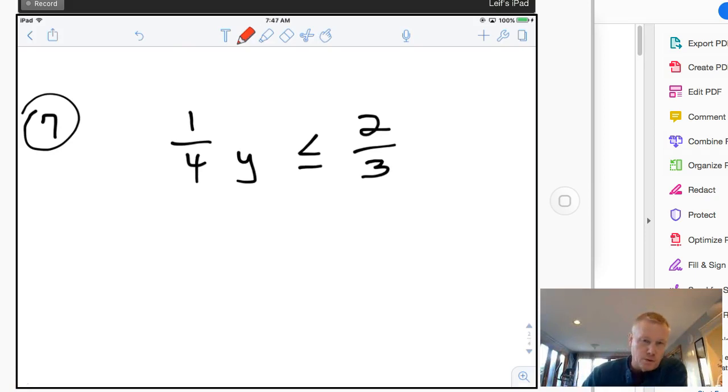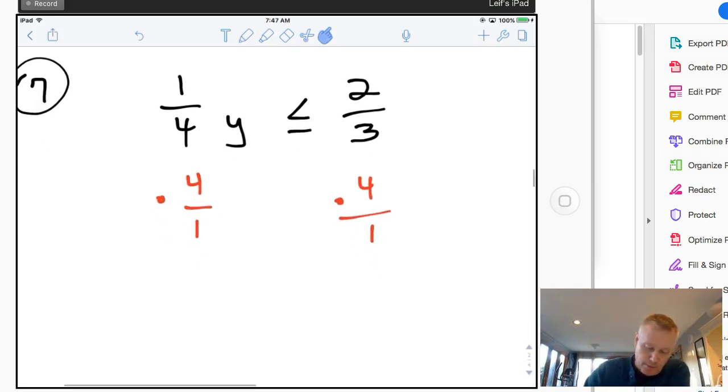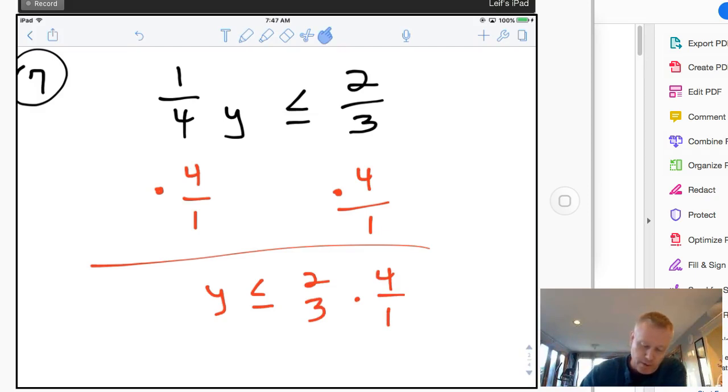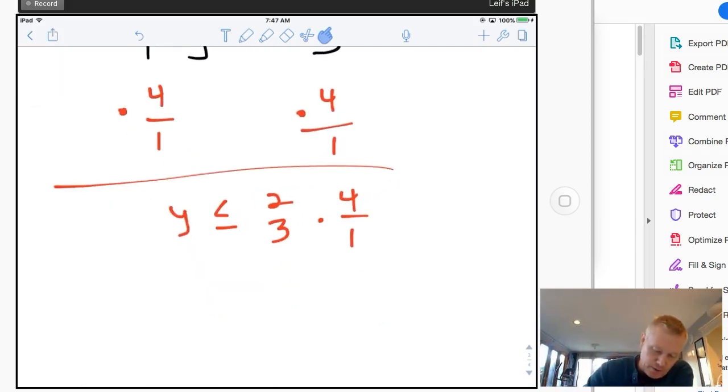All right, this one. So, once again, you're going to multiply by the reciprocal, which is 4 over 1, which gives me y is less than or equal to. There's no negatives. Don't have to worry about flipping the sign. So 2/3 times 4 over 1. All right, so you can multiply the tops together and the bottoms together. 2 times 4 is 8. 3 times 1 is 3. So I would kind of leave it like that.